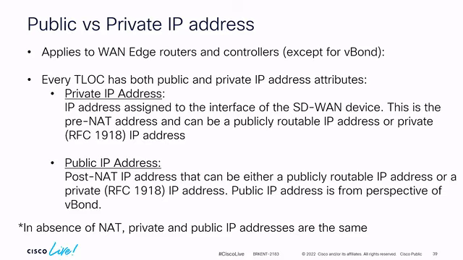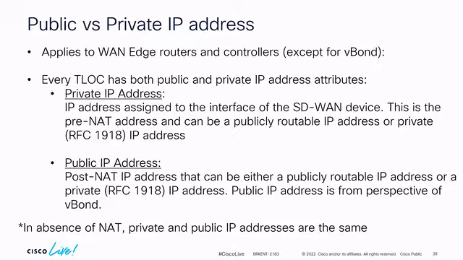A couple things I wanted to chat about in regards to this reachability is the concept of private and public IPs. Each TLOC that we send to vSmart has a public and private IP associated with it. What does that mean? Well, private IPs are those IPs that are directly attached to the interface itself. This is the pre-NAT address. Then we have the public IP address, and that is really the post-NAT address.